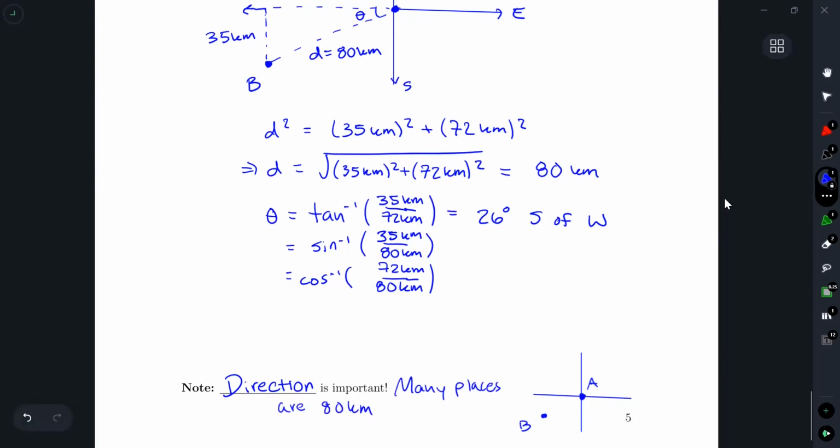There's also places that are 80 kilometers from A, but only B is 80 kilometers away and 26 degrees south of west. That is enough information to fully specify which way you need to go. If I didn't know that information, I just knew 80 kilometers, you would be telling me actually go anywhere on this circle and hope for the best.